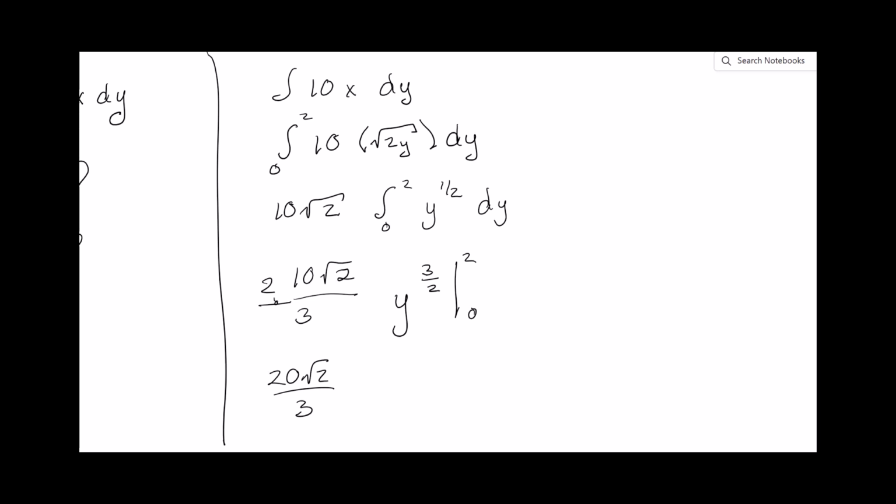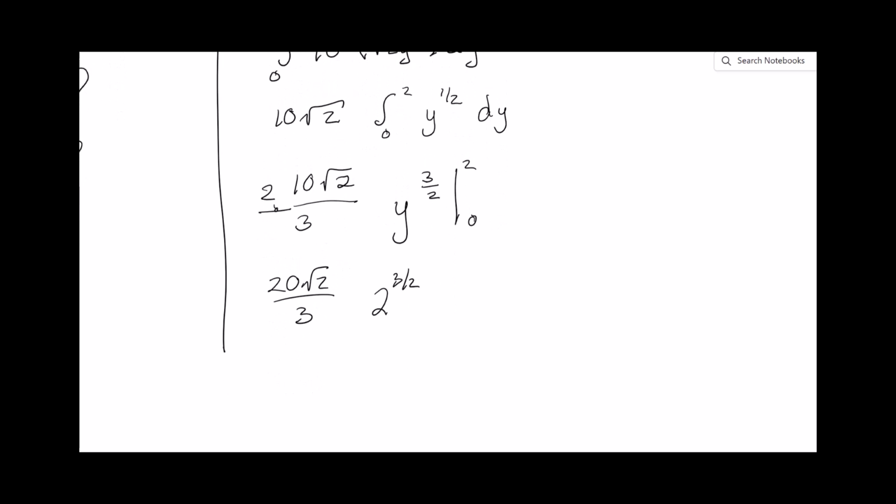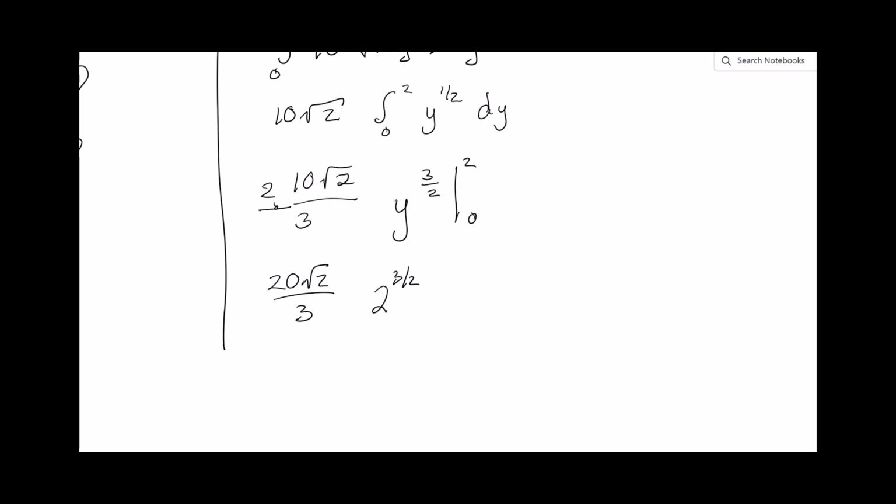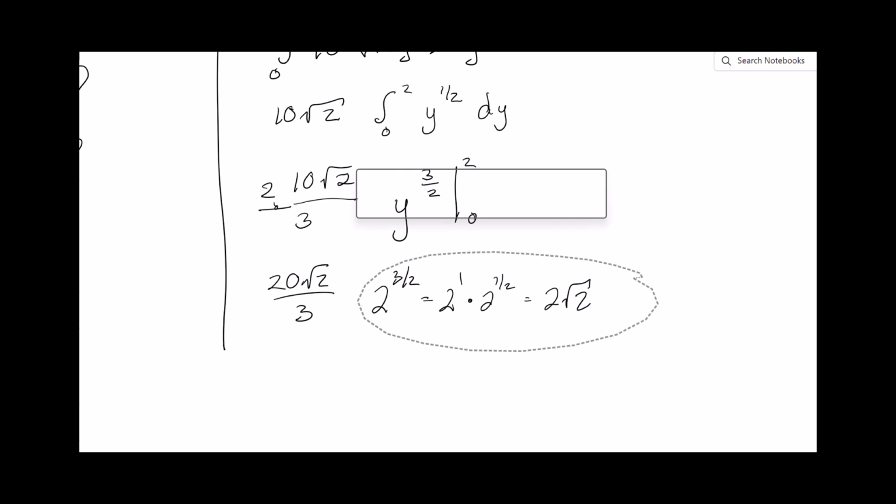Okay, I'm going to try this again. I'm doing too many steps at once. So this is y to the 3/2, so this is 2 to the 3/2. And 2 to the 3/2 is 2 to the 1 times 2 to the 1/2. So that's 2 times the square root of 2. Okay, I can do this. I'm really good at math, I swear.